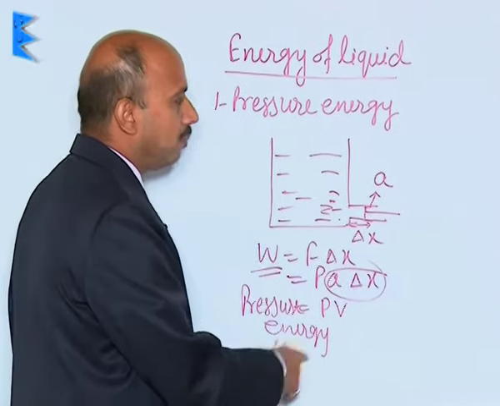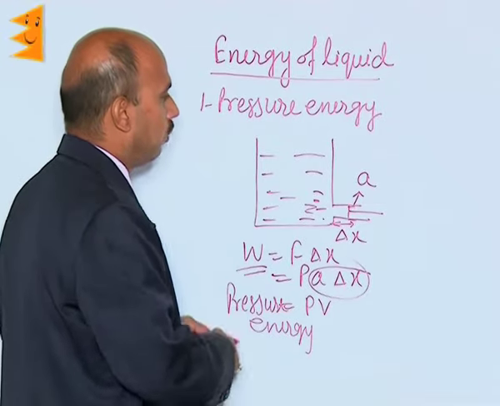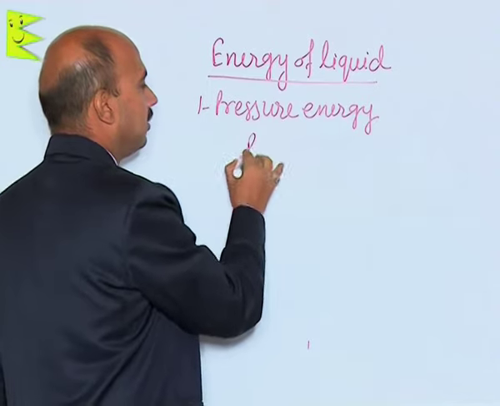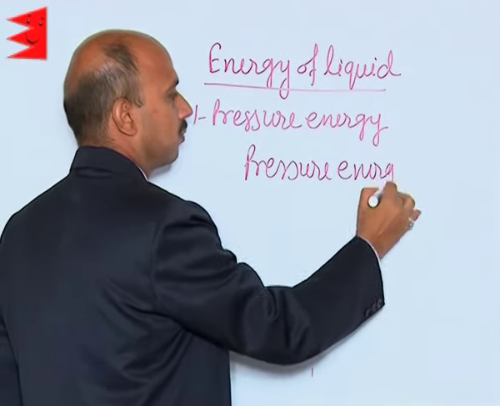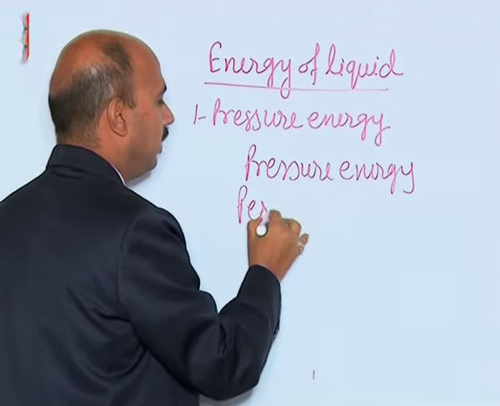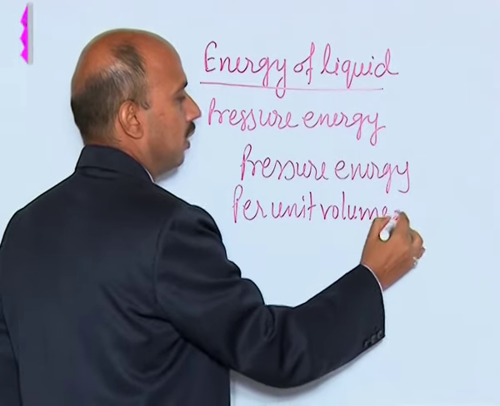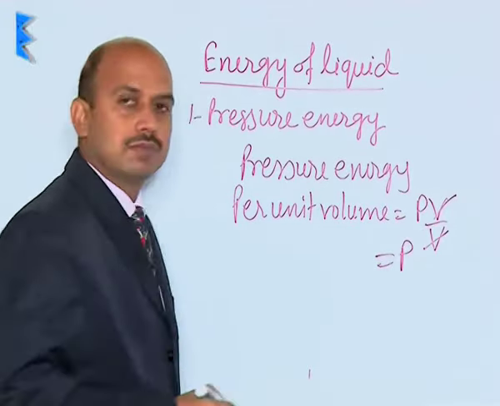Now, you can also write pressure energy per unit volume. So, pressure energy is equal to P into V. So, we can write pressure energy per unit volume is equal to PV upon V, that is cancelled, is equal to P.